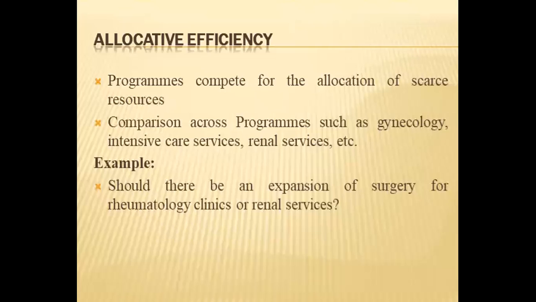In allocative efficiency, programs compete for allocation of scarce resources, because there is always a smaller number of finite resources, and therefore we allocate the resources in such a way that produces the maximum benefit by a mixture of various inputs. And comparison across programs, for example, we can compare across programs such as gynae, intensive care services, and renal services. And for example, should there be a need for expansion of surgery, for rheumatology clinic or renal services?